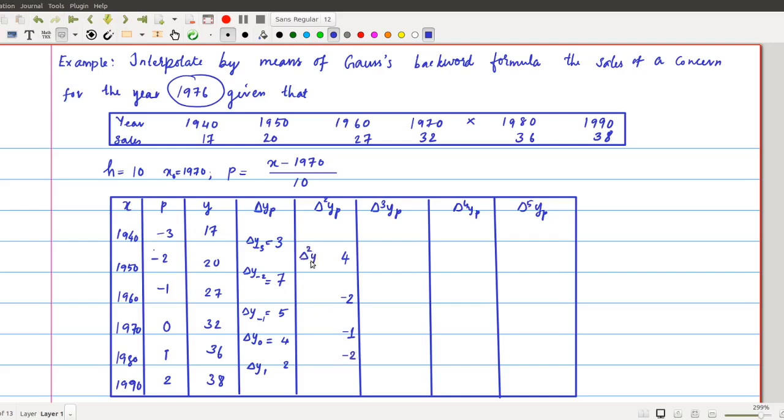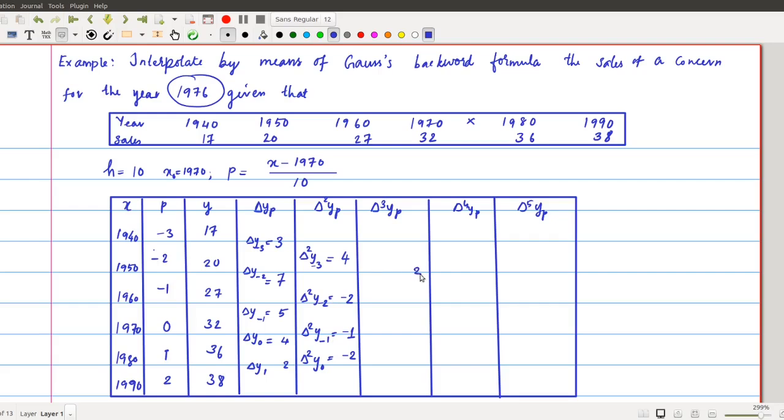Delta square of y minus 3. This is delta square of y minus 2. This is delta square of y minus 1, and this is delta square of y naught. So these are the values. Okay, now you have third order.